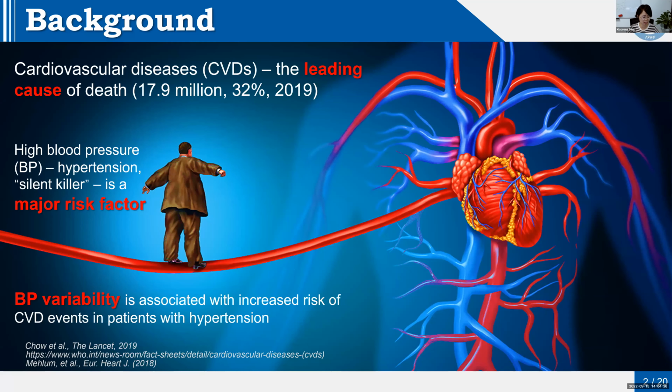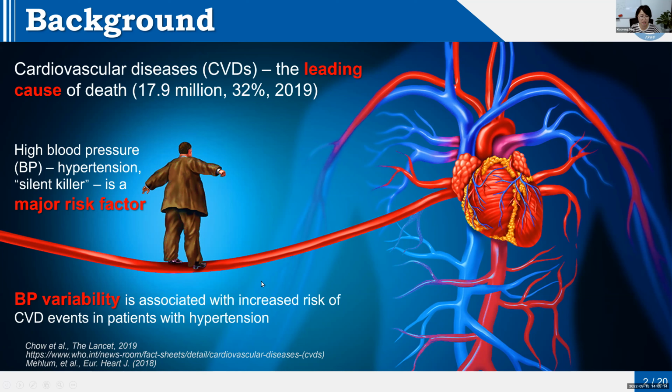Okay, so we know that cardiovascular disease is the leading cause of death. In the year 2019, according to the WHO data, about 32% of deaths were attributable to cardiovascular disease. And for cardiovascular disease, we know that hypertension, the high blood pressure, is a major modifiable risk factor for it. Also, there are studies showing that blood pressure variability is associated with increased risk of cardiovascular disease and in patients with hypertension.